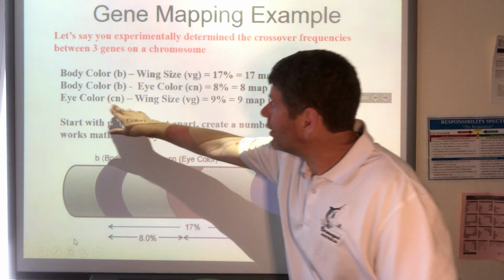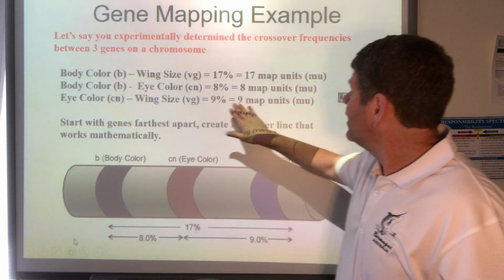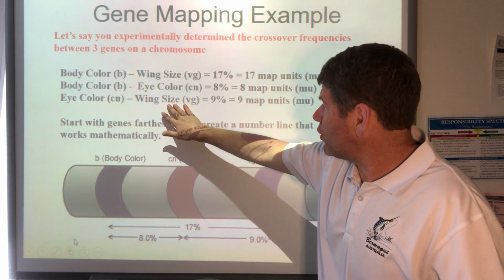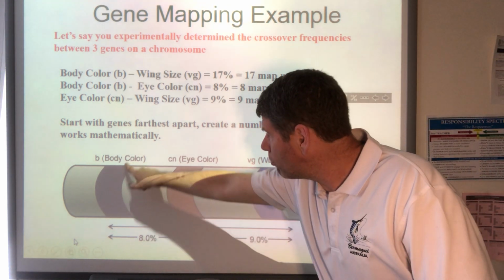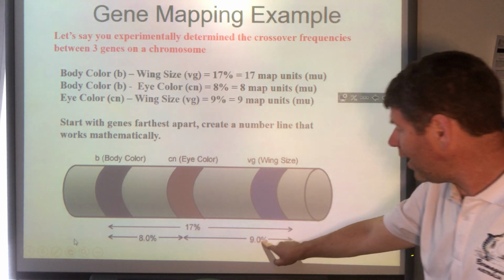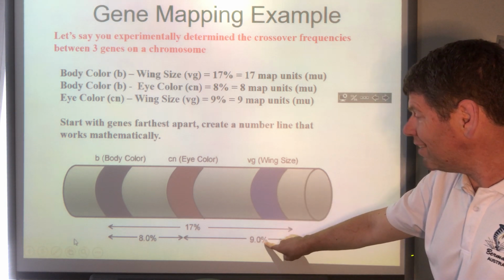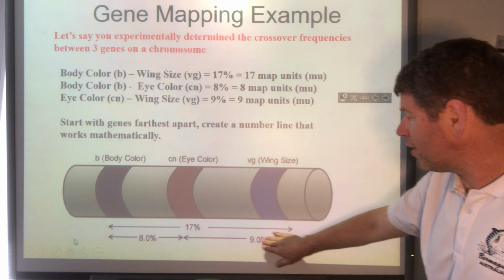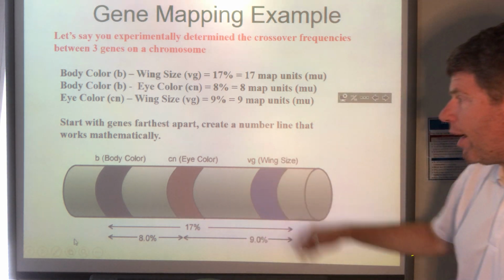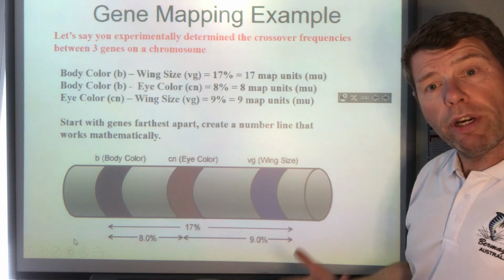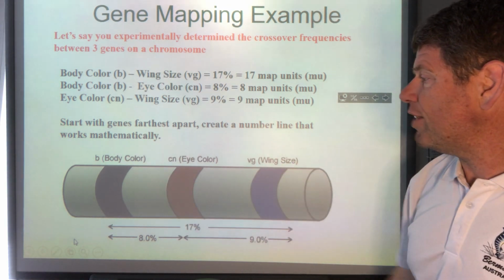If we use the last piece of information, that the eye color gene is 9 map units from wing size, then of course, if we put our eye color 8 from body color, it makes mathematical sense to put the wing size 9 units this way, right? And so mathematically, it's like a number line, and it works. That gives us the relative distance apart of these genes on the chromosome.